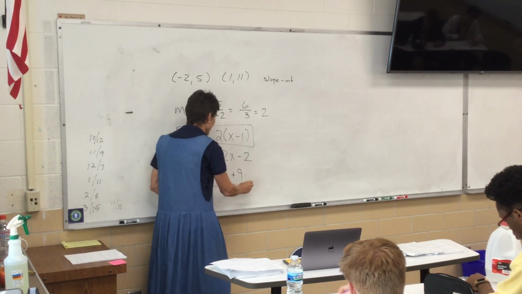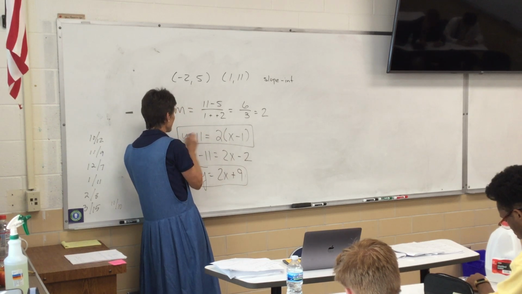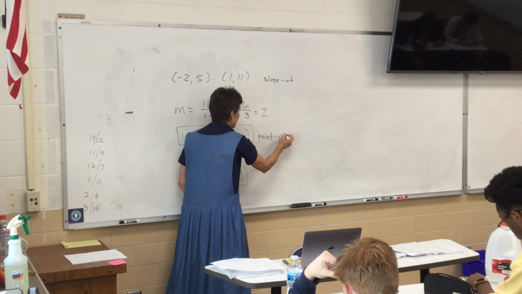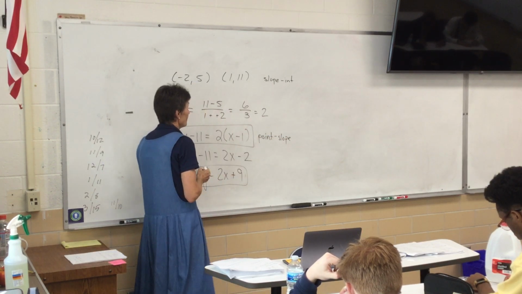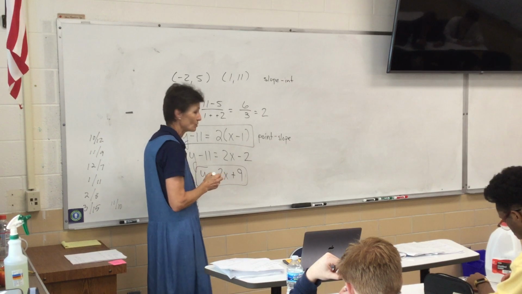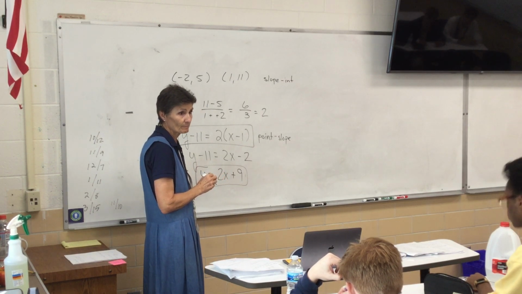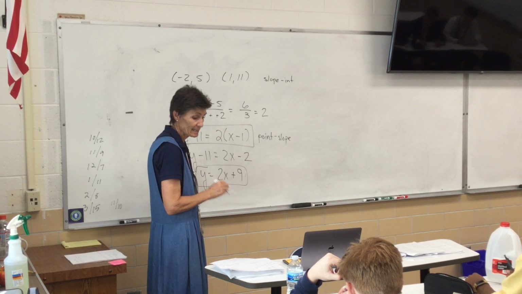So again, you just gotta pay attention to the directions. This would be point slope. And so I would stop right here if it said point slope form. But since it said slope intercept, I have to do these extra steps. Got it? Quiz question, guaranteed.